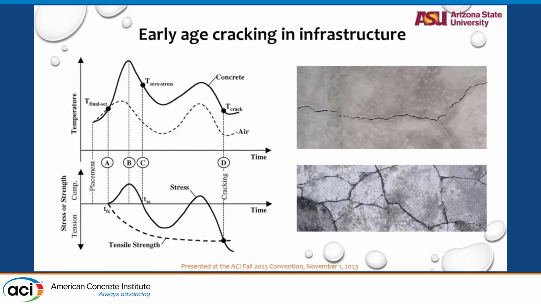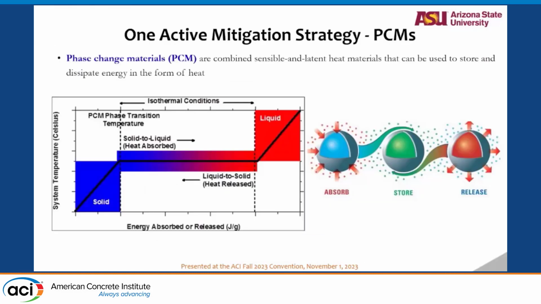As I've told before, when the stress exceeds the tensile strength of the concrete, it's going to crack. So one major way to prevent cracking is to regulate the temperature that the concrete goes through during the hydration. For that we can use PCMs, phase changing materials.